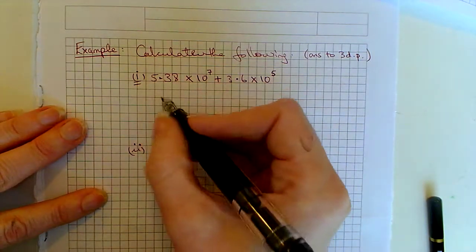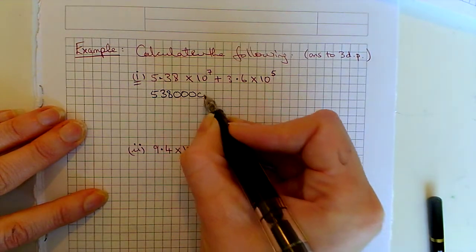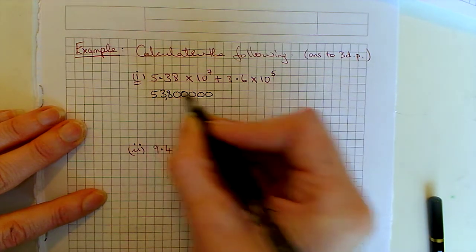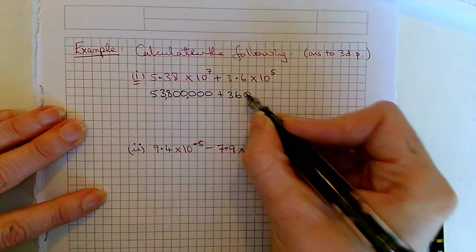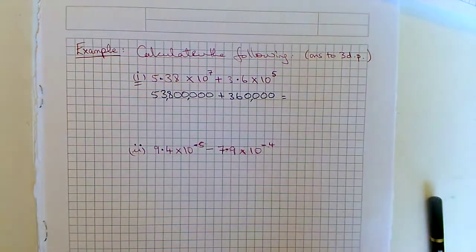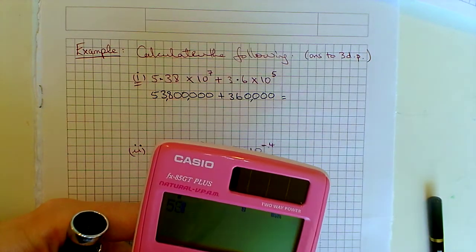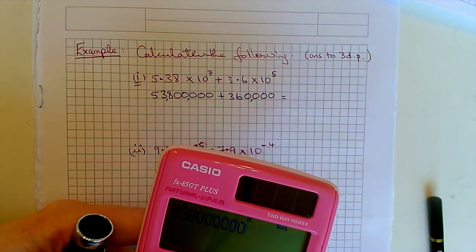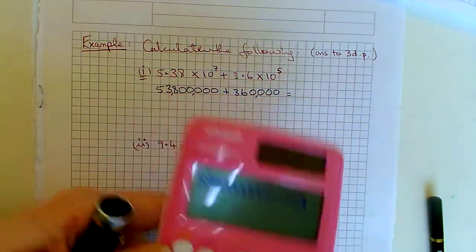And this would be 538, 1, 2, 3, 4, 5. Okay, that's my 7 decimal places, or my power of 7, plus 3.6, 1, 2, 3, 4, 360,000. So you can use your calculator at this point. 5380000 plus 360,000.